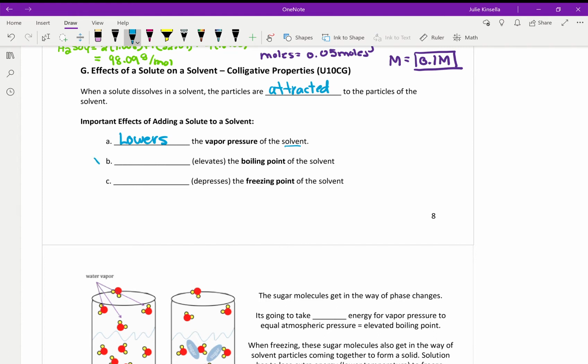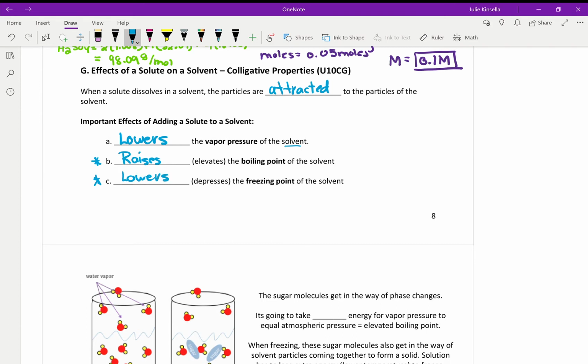Now, the two that you guys really have to focus in on has to do with our boiling point and freezing point. Because it lowers the vapor pressure, it actually then causes the boiling point to increase. So it raises the boiling point, often called the boiling point elevation. The freezing point does the opposite, so it lowers the freezing point. So it's called freezing point depression.